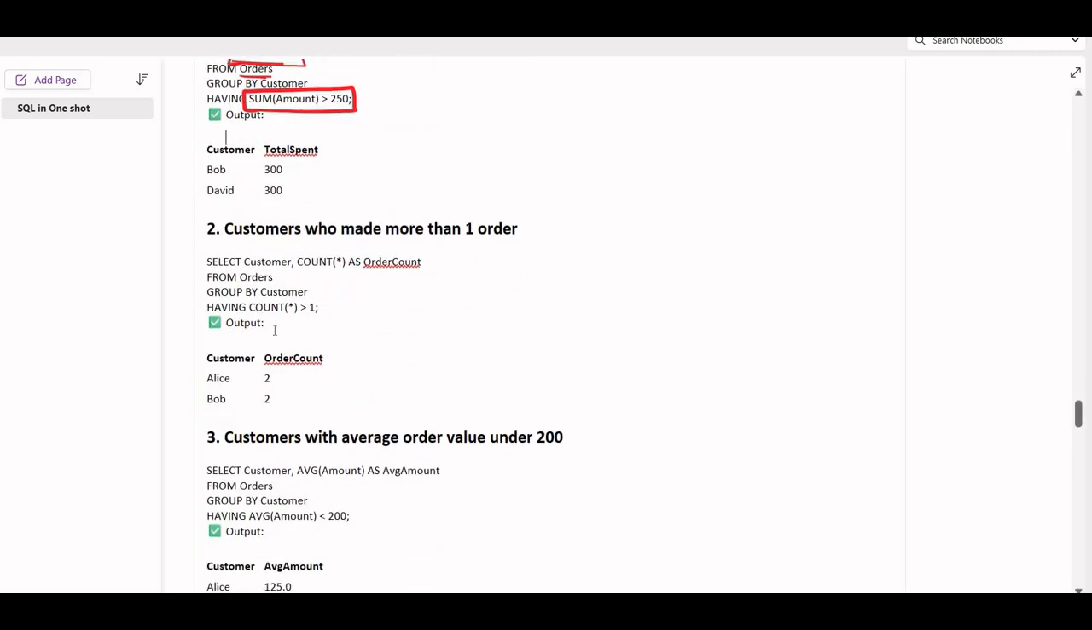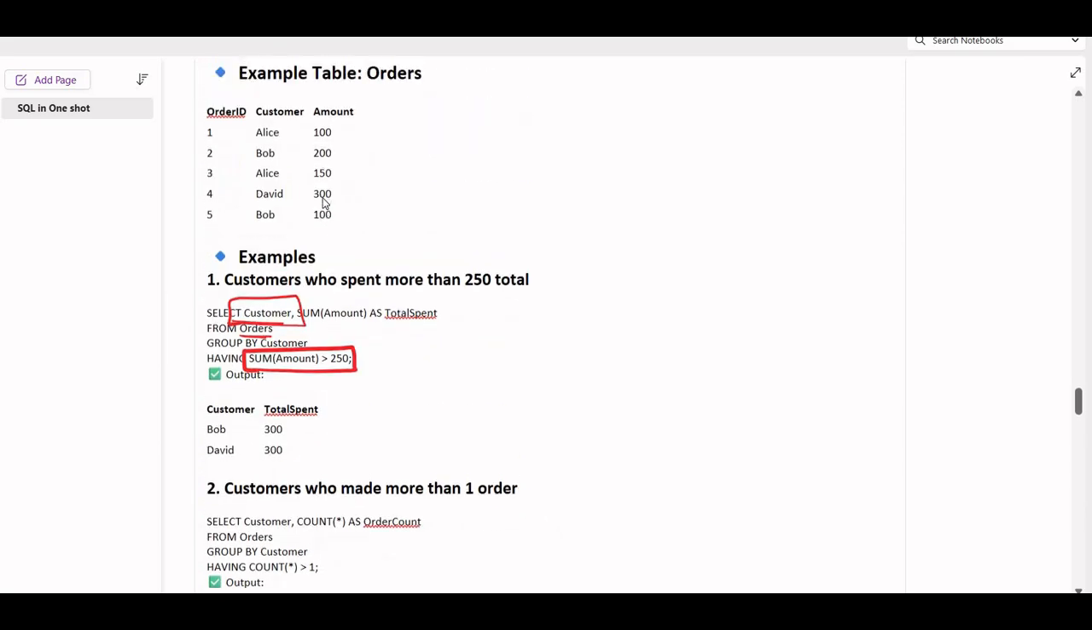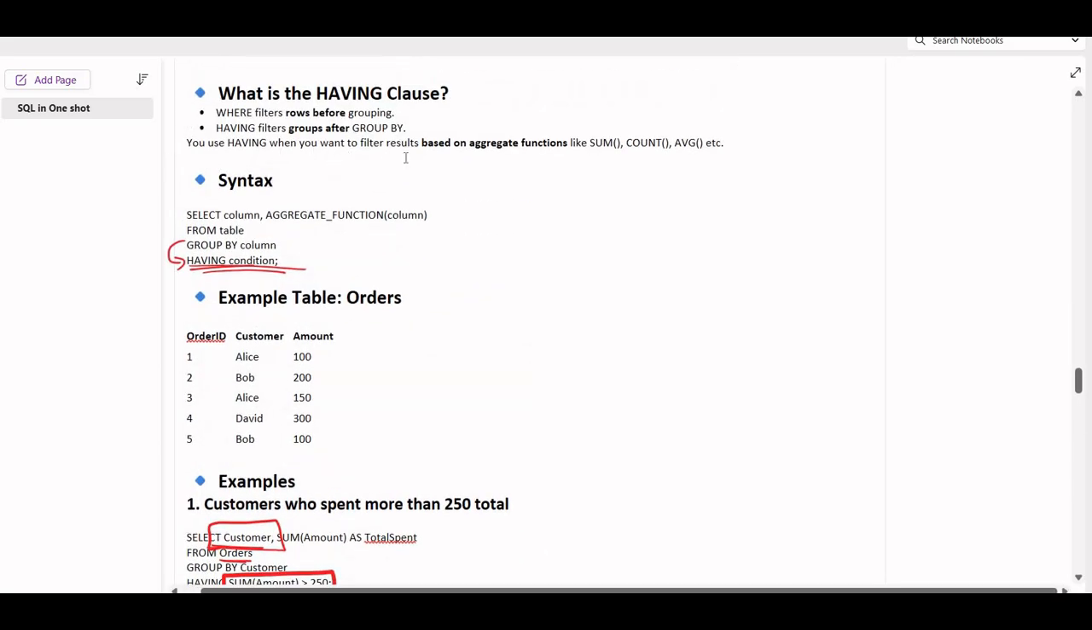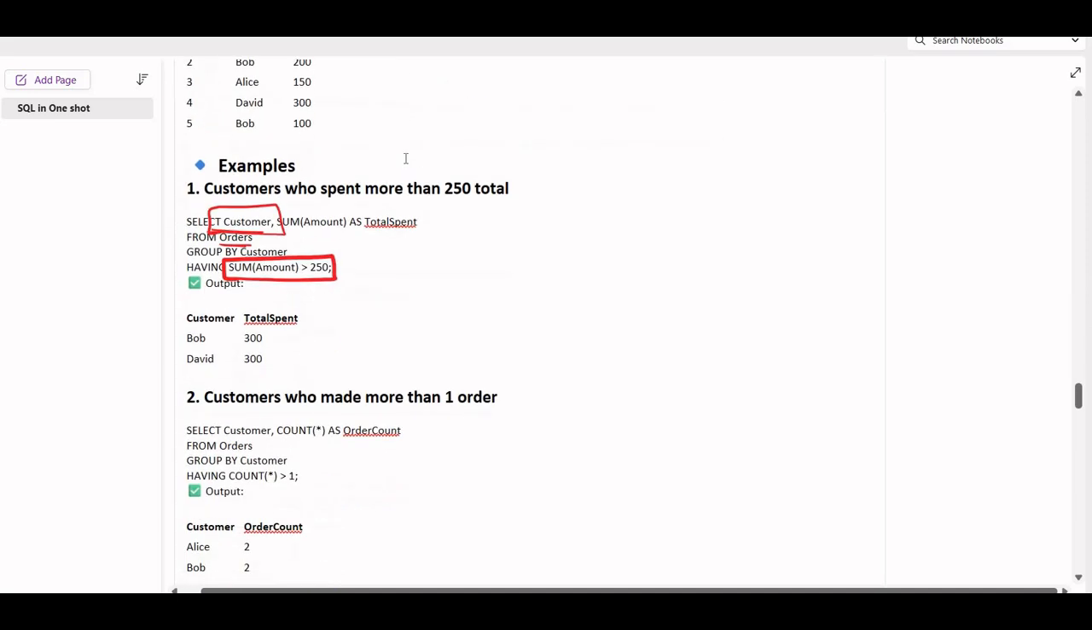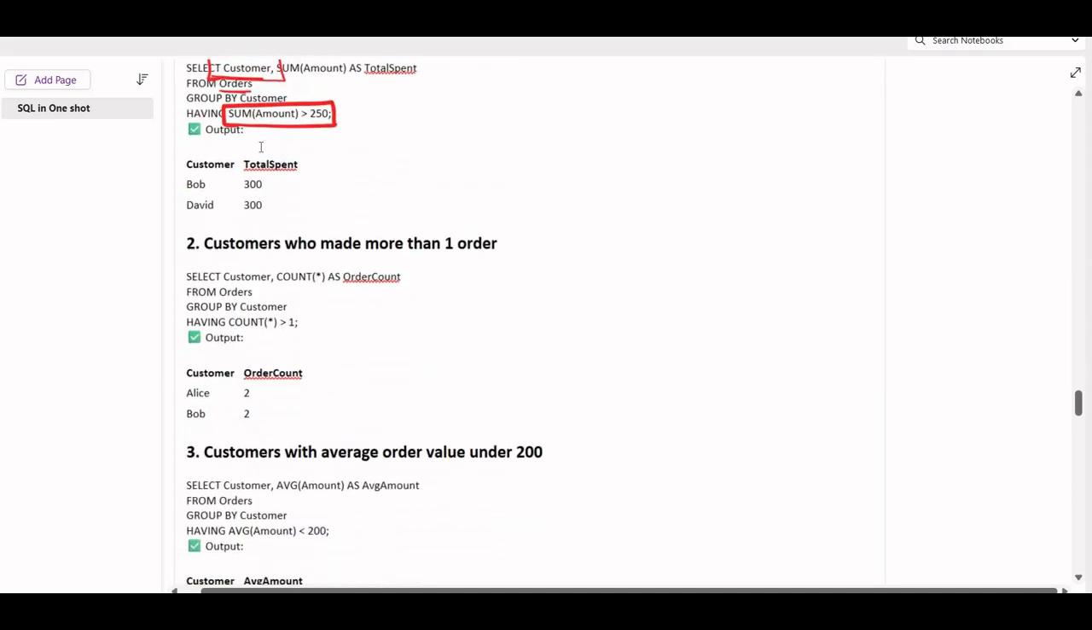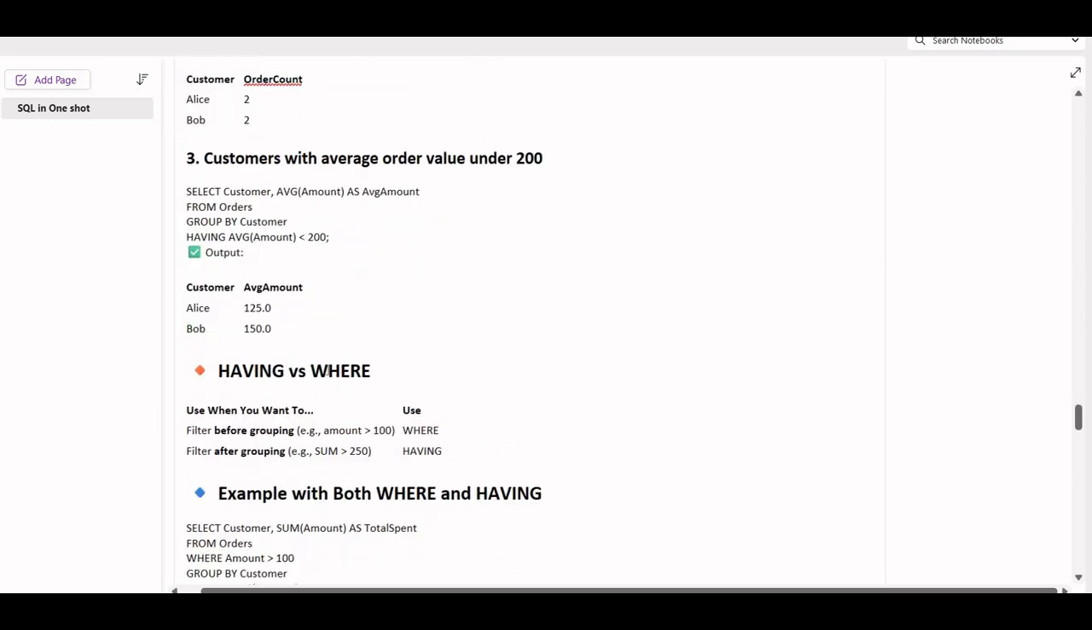Customers who made more than one order: having count star greater than 1. See, it's very clear from the definition. Having is used when you want to filter results based on whatever aggregate functions you use, and based on that only you can filter. Customers with average order value under 200, meaning less than 200. Same thing. Keep in mind, you should always use having after group by.